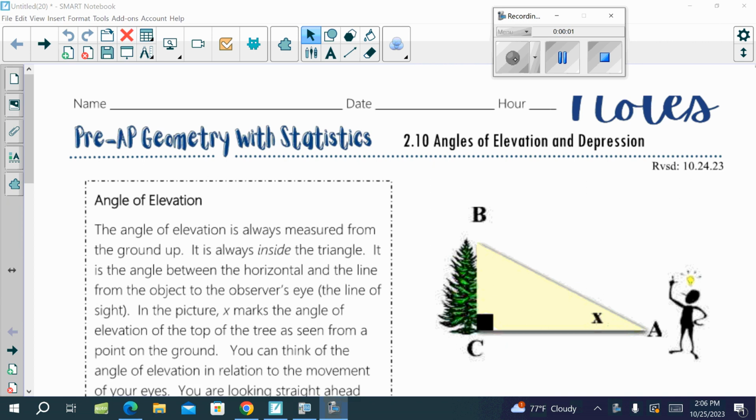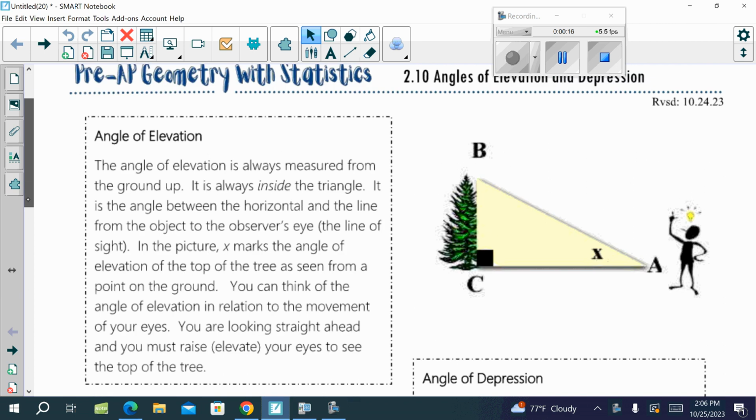This is an extension of trig from yesterday. We're doing angles of elevation and angles of depression. So you are doing all inverse trig today, okay? So first, we need to identify what is an angle of elevation and what is an angle of depression.